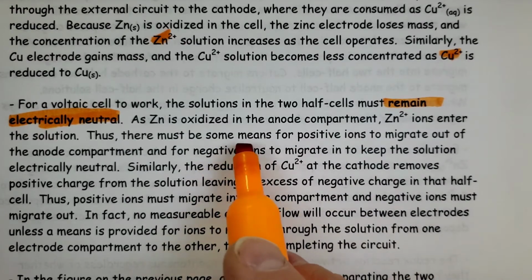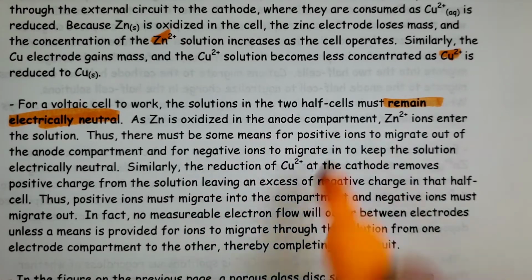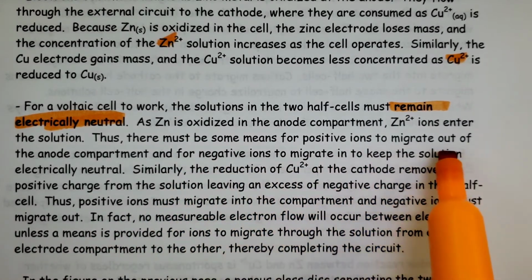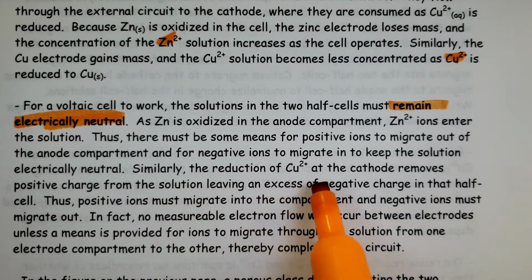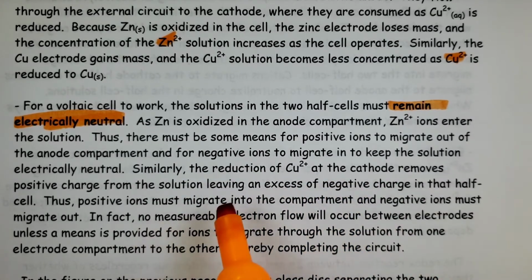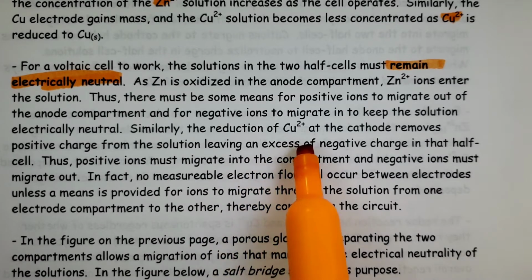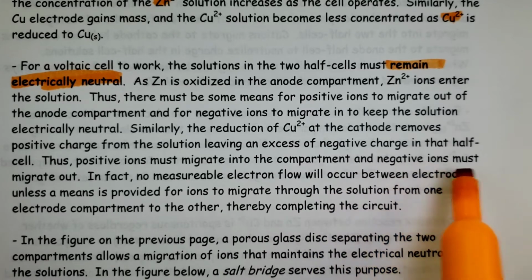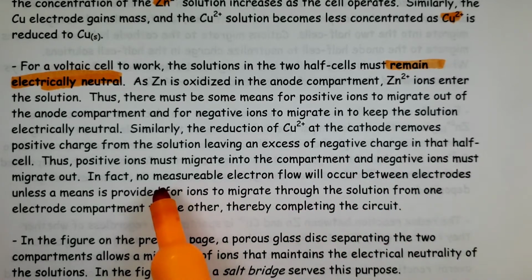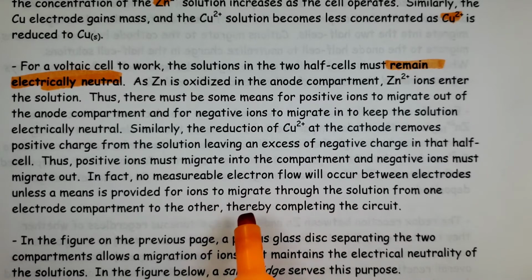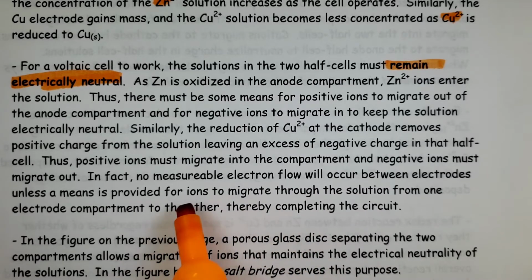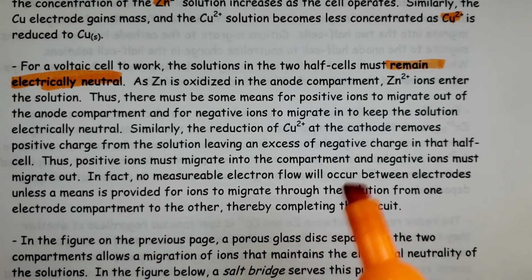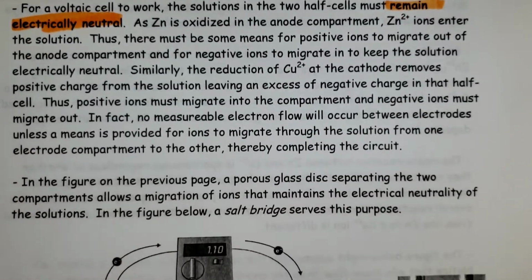As zinc is oxidized in the anode compartment, there must be some means for positive ions to migrate out of the anode compartment and negative ions to migrate in to keep the solution electrically neutral. Similarly, the reduction of copper 2 at the cathode removes positive charge from the solution, leaving an excess of negatives. Thus, we must have a way to have positives enter in there to make it electrically neutral. In fact, no measurable electron flow will occur between electrodes unless we can neutralize those solutions.